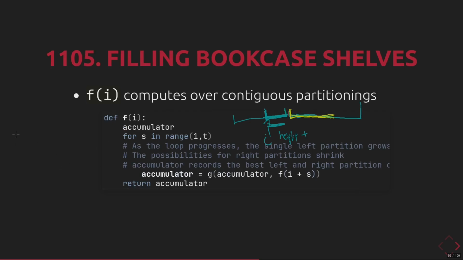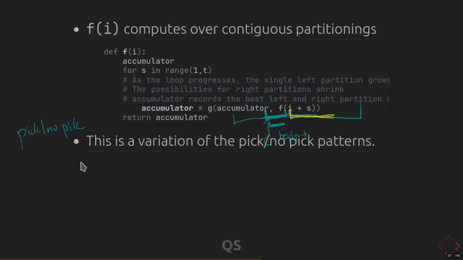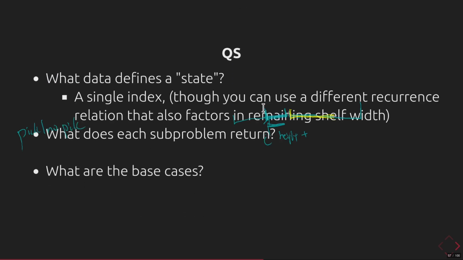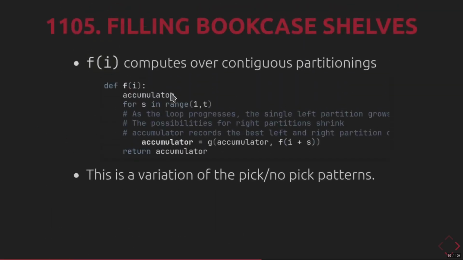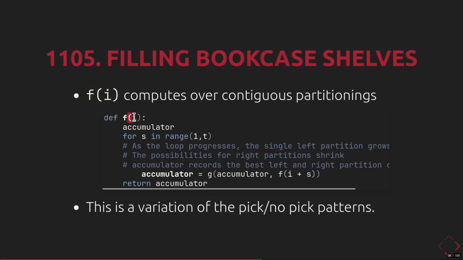So you could also pick a different recurrence relation. And which one would that be? We've also seen it before. This is the pick or no pick, right? And you could write that other recurrence relation. I'll leave it up to you to look at other solutions. If you were to use the pick or no pick, you'd have to factor in the remaining shelf width as part of the state of the recursive call, okay? I'm not going to do that. I'm actually just going to use this index as the state, okay?